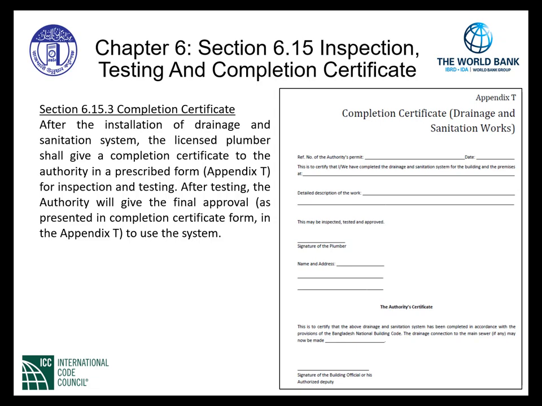Down at the bottom of the form, the authority certificate indicates this is to certify that the above drainage and sanitation system has been completed in accordance with the provisions of the Bangladesh National Building Code. The drainage connection to the main sewer, if any, may now be made. And last is the signature of the building official or his authorized deputy. This also is the completion certificate as recommended for rainwater management systems in Chapter 7.